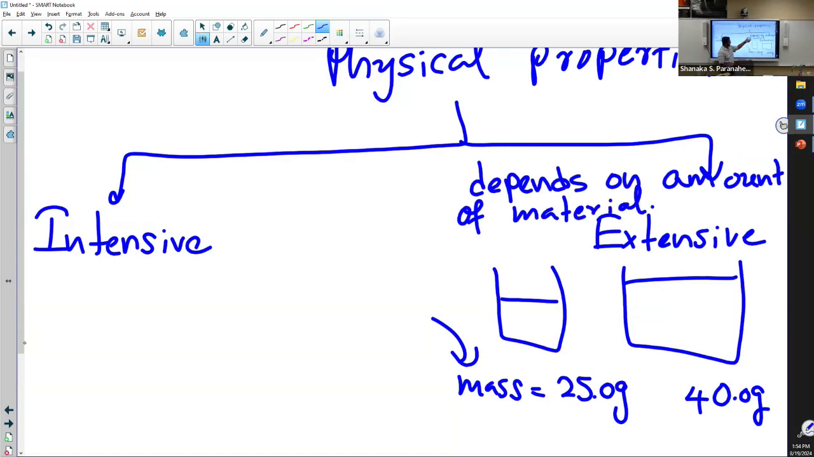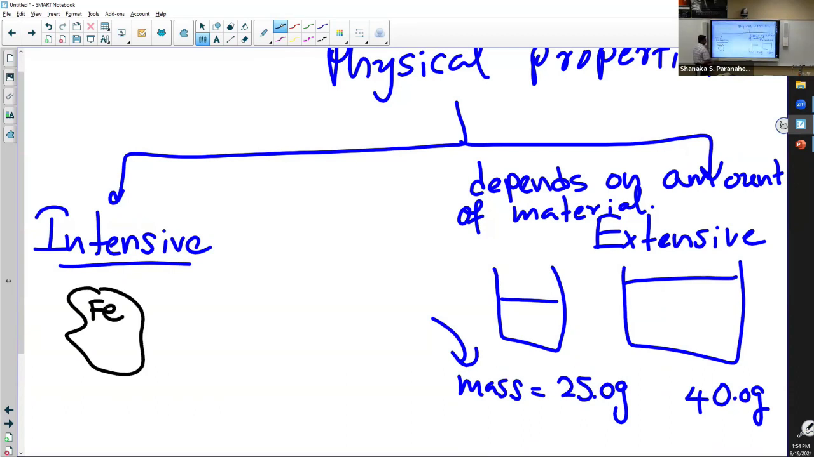So the properties that depend on the amount of material, like mass, volume, and a few other properties like that, are called extensive properties. There are some other properties which do not depend on the amount of material, and those are going to be intensive properties. As an example, let's say we have two pieces of iron.